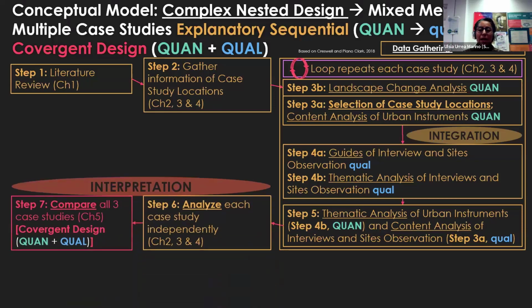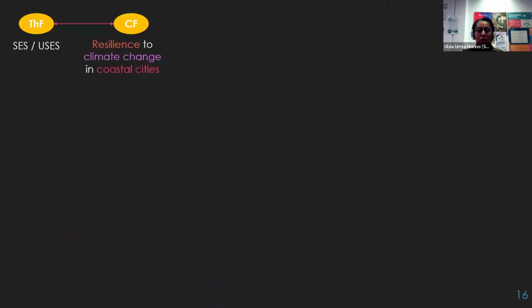After that, I analyze each case study. If you remember, I have content analysis, thematic analysis, and also the landscape change analysis. So I have three sets of data and analysis for each case. As soon as I compile all three cases, I may compare them. So this is the last step, the comparison. So this is the conceptual model in detail.